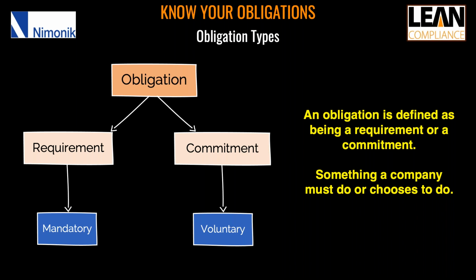Now, an obligation, we need to define it. And ISO 19600 defines it in this way. It's a requirement or a commitment. It's something a company must do and something a company chooses to do. And well, this helps already to determine the scope of what obligations we need to consider. And we'll keep this in mind during the identification of Carl's environmental obligations, which we're going to do shortly. But we know something at this point. We know that we need to cover both mandatory and voluntary obligations.